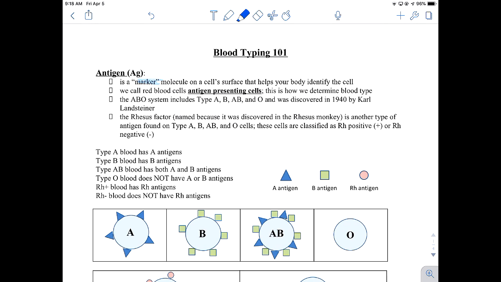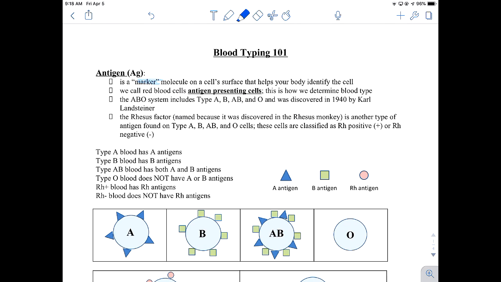The ABO blood system, which is the one we're interested in, and the rhesus system were discovered in the 1900s, around 1940, by Karl Landsteiner. The rhesus factor was actually originally discovered in monkeys, in the rhesus monkey. That's why it's called the rhesus factor, and it's also common in a couple of other primates.